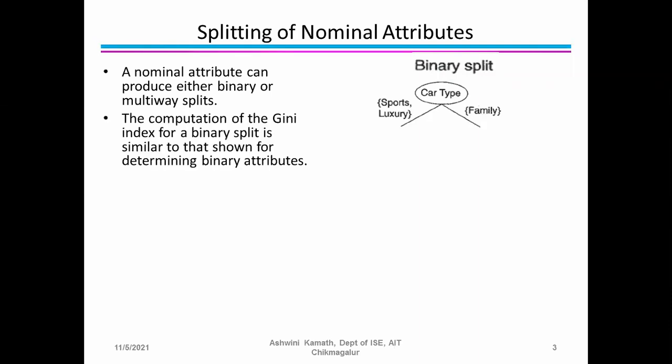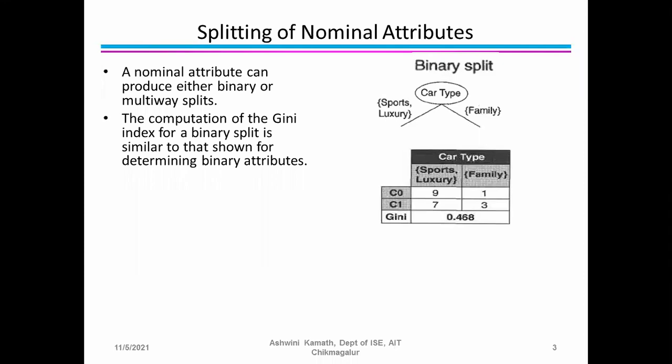So the computation of the Gini index for the binary split is similar to what we discussed for the binary attributes. So what we have to do? First we have to count how many sports and luxury cars belong to C0, and then how many belong to C1. Similarly for family also we have to check how many we have for C0 and how many for C1. We have already done that and it is already in the table.